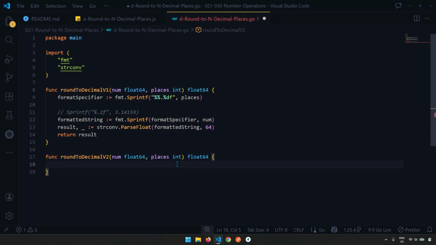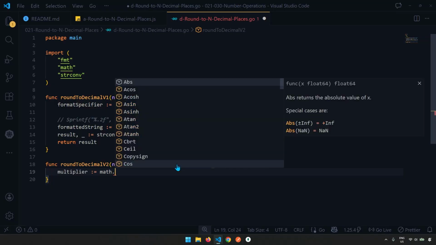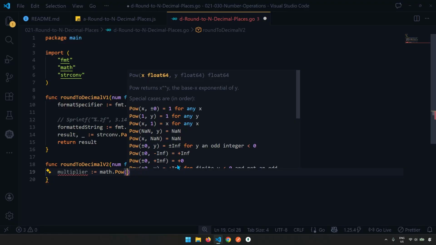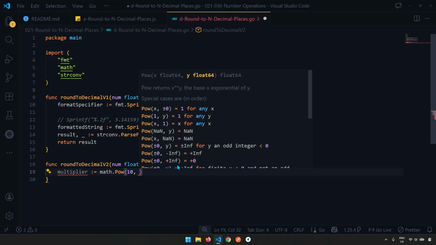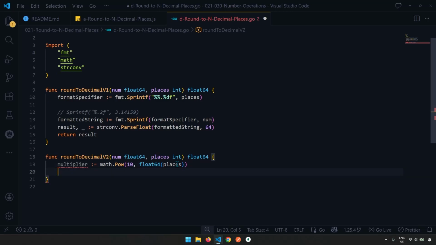The first thing is I want to find out my multiplier, and that is going to be, inside of Go, we also have the math module, which I just imported, or library, I would say. And on there we have the POW, which is the same thing as we had inside of JavaScript. So the base is going to be 10, but the places, that's going to be what we are going to raise this up to. But POW accepts float 64 point type. So I'm going to say float64. I'm going to pass in places.